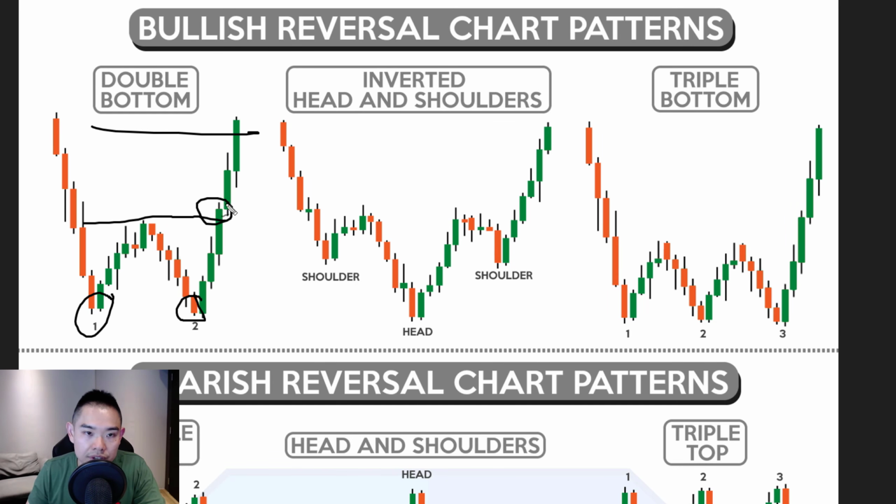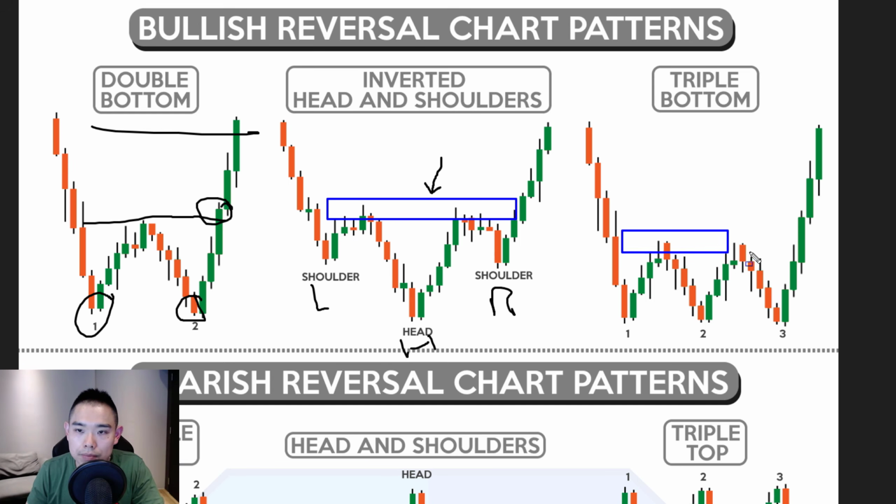When the price breaks above this neckline, we'll say that the double bottom pattern is completed and the price could possibly head up higher. This is the head and shoulders pattern. Once again, this is the left shoulder, this is the head, this is the right shoulder, and this is the neckline. If the price breaks above the neckline, we'll say the pattern is confirmed, and the price could head up higher. And then this over here is the triple bottom pattern, right?